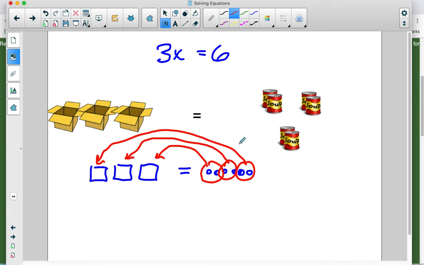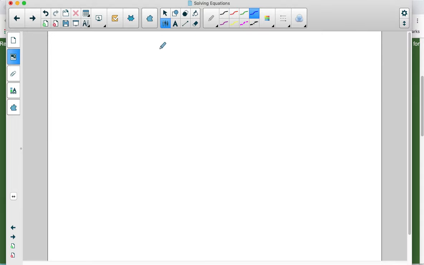What is the algebraic or arithmetic way to solve this problem? It is to use mathematical operations, and specifically opposite operations. Let me show you what that looks like. So on the next page, I'm going to rewrite the problem 3x equals 6.